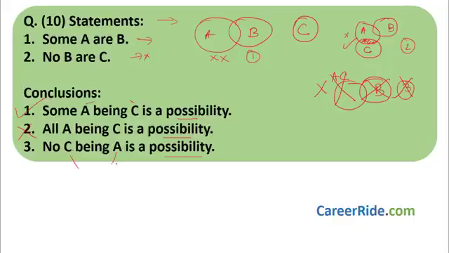Next, no C being A is a possibility. Again, relation between A and C, right? Here no C is A, so the conclusion is possible. Here some C is A, so the conclusion is not possible, right? We got one situation where the conclusion is possible, one situation where it is not possible. So it is a valid conclusion. Moving on.